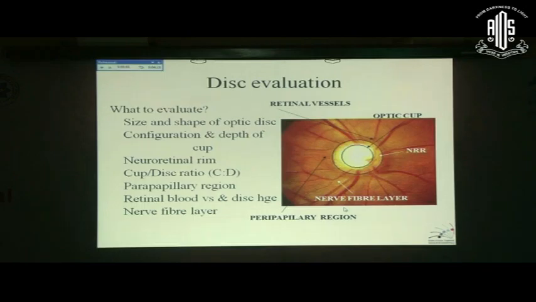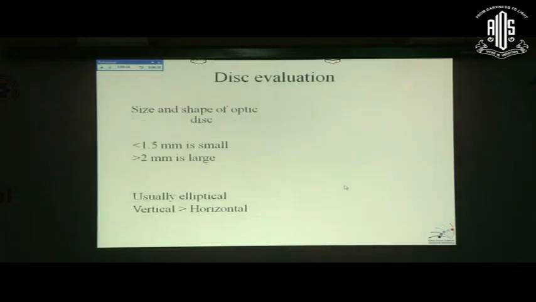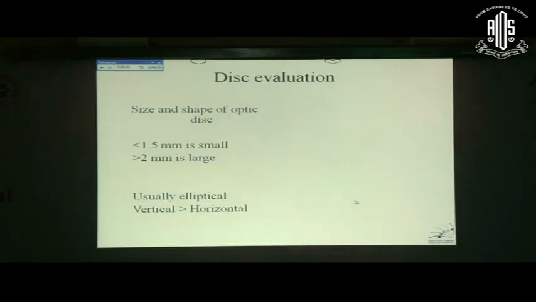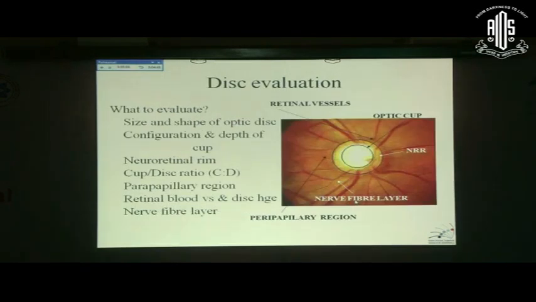The points are: size and shape of the optic disc, configuration and depth of the optic cup, the neuroretinal rim, the cup disc ratio, peripapillary region, the retinal blood vessels, disc hemorrhage, and last but not the least, the nerve fiber layer. Usually a disc less than 1.5 is considered to be small, whereas more than 2 is considered to be large.